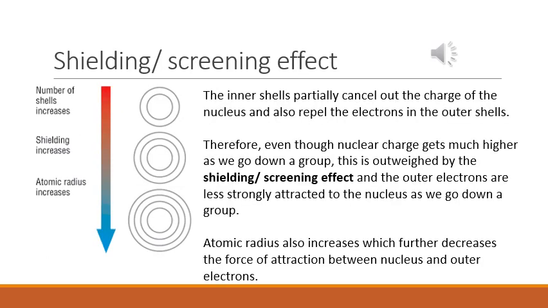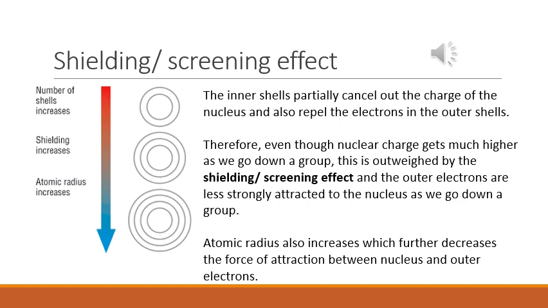The shielding effect describes the fact that when we have inner shells of electrons present in an atom, so most atoms have several inner shells and then the outer shell of electrons, the inner shells partially cancel out the charge of the nucleus and also repel the electrons in the outer shell. So this is why it's called the shielding or the screening effect. You can think of the inner electrons as shielding or screening the outer electrons from the nuclear charge. This effect is most important when we're considering atoms with different numbers of energy levels, or even ions with different numbers of energy levels or electron shells.